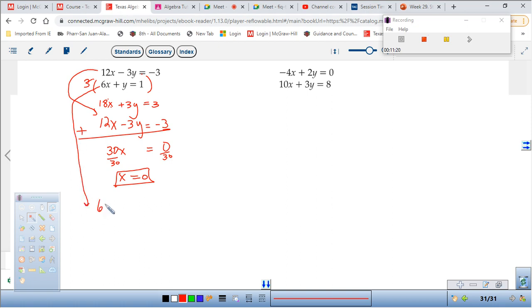You see, you're going to have 6x plus y is equal to 1. I'm going to get this one right here and go 6 times a 0 plus a y is equal to 1. Cancels out, just drops off. You're going to have y is equal to 1. So the final where they cross is 0, 1.